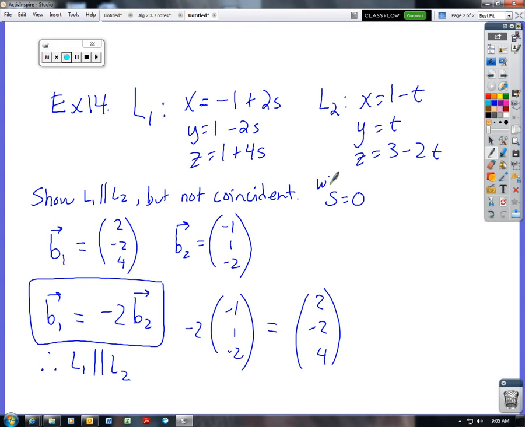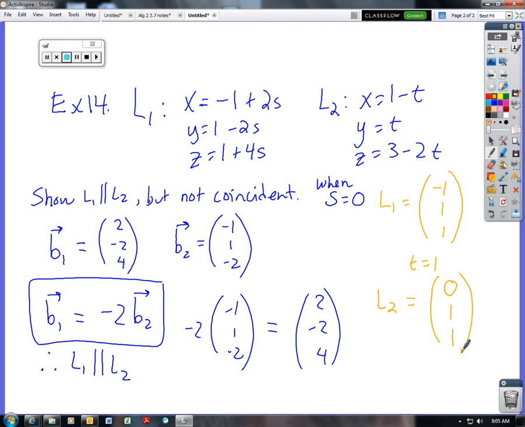So when s is 0, L1 will correspond with the point (-1, 1, 1). And then, fortunately, we have y equals t, so we know that 1 is the y, so that means that t is equal to 1. And then you can now plug in 1 for t in L2 and get the corresponding point on line 2. So if I'm plugging in 1 for t, I'm going to have 1 minus 1 is 0, I'm going to have 1 there, and I'm going to have 3 minus 2, which is 1.